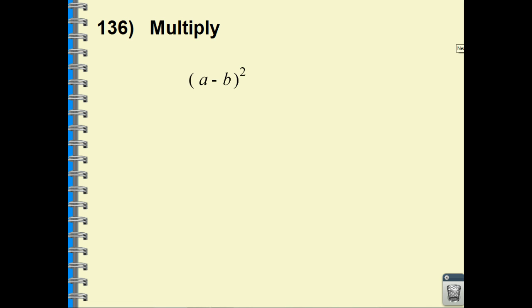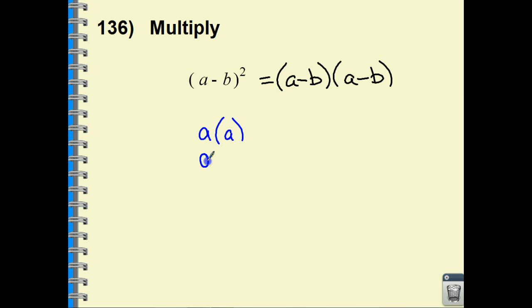Number 136, same idea except we have a difference here. We have a subtraction sign. So written out, this means the quantity of a minus b multiplied by itself. And let's distribute. A times a, a times negative b, negative b times a, and then negative b times negative b.